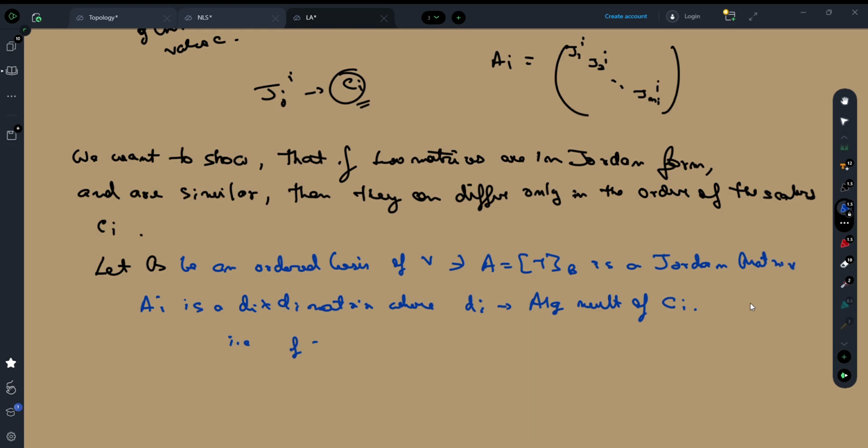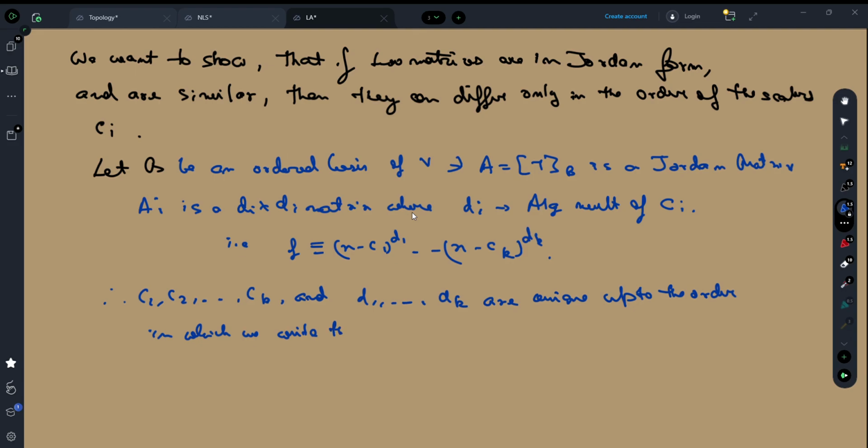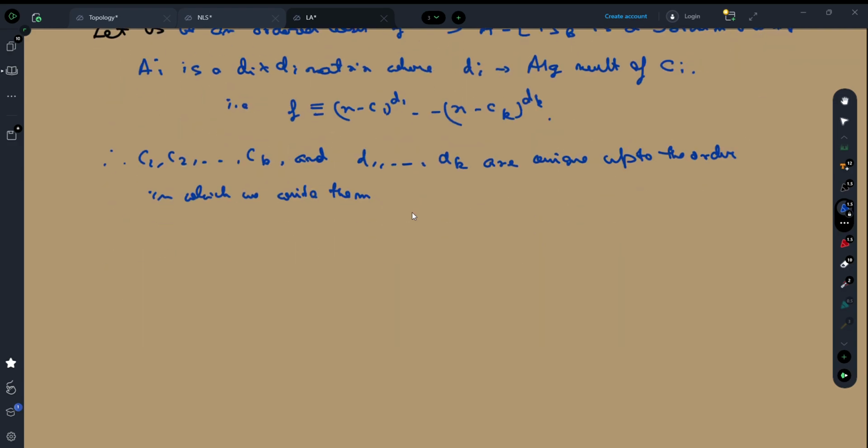That is, we had actually denoted the characteristic polynomial to be x minus c1 to the power d1 and so on to x minus ck to the power dk. This was our form, right? So I guess it's obvious. Now, obviously, since this forms a characteristic polynomial, each of these scalars c1 till ck and each of these exponents d1 till dk are unique, right? Therefore, the scalars c1, c2 till ck and the exponents d1 till dk are unique up to the order in which we write them. Clear? Now A is a direct sum of these Ais.